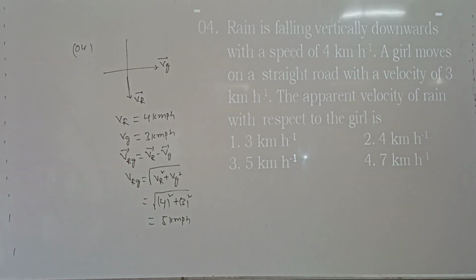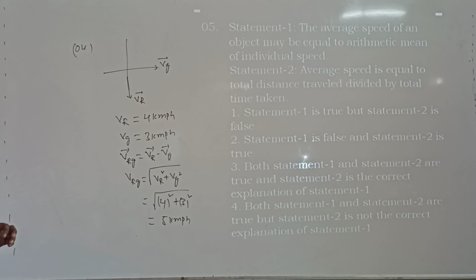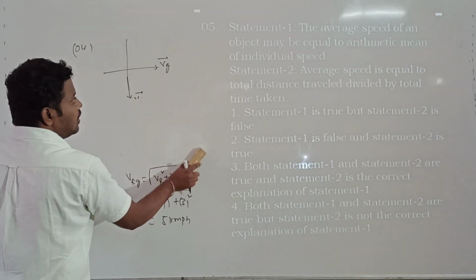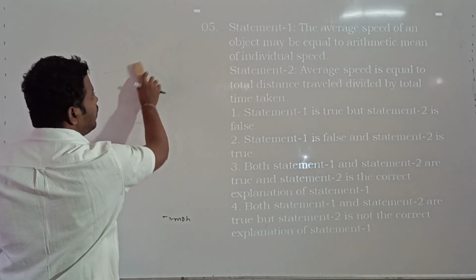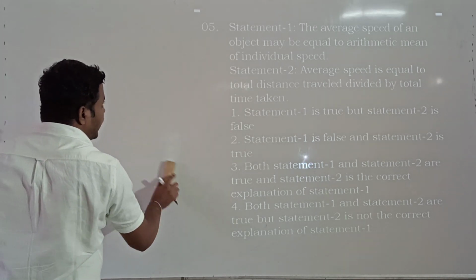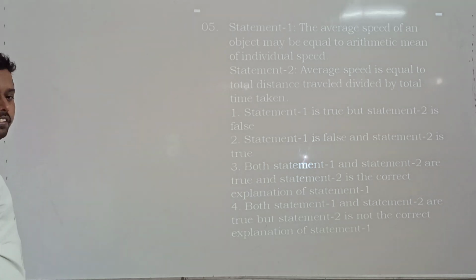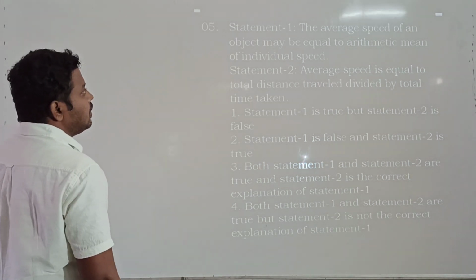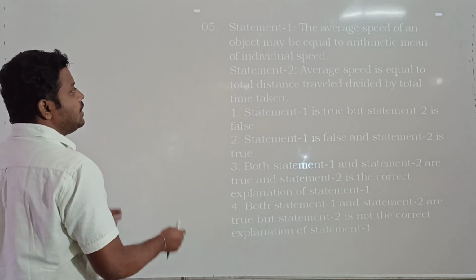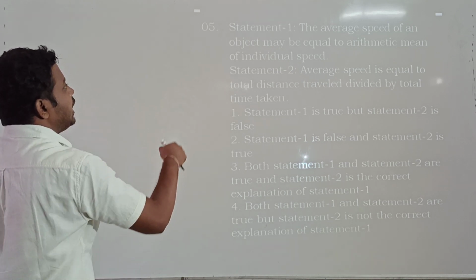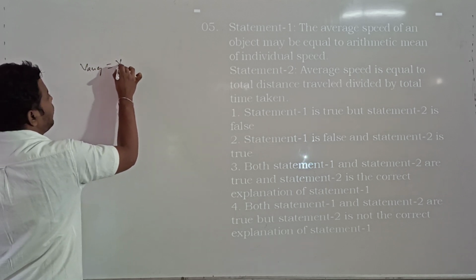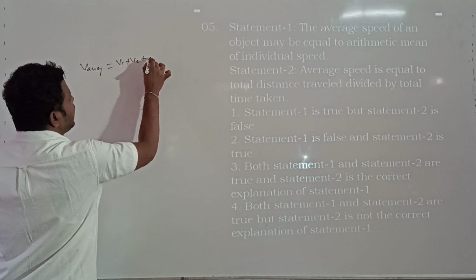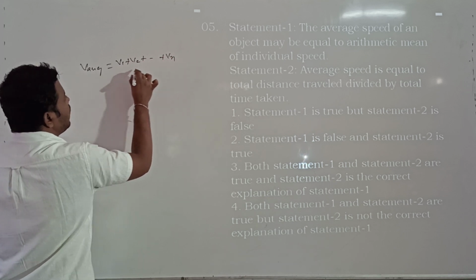Next one is the fifth one. What is this question? The average speed of an object may be equal to the arithmetic mean of individual speeds. When is average speed equal to the arithmetic mean of individual speeds? Whenever the body covers equal distances in equal time intervals, the total time is divided into equal intervals. At that time the average speed formula is v average equals v1 plus v2 plus v3 and so on up to vn, divided by n.